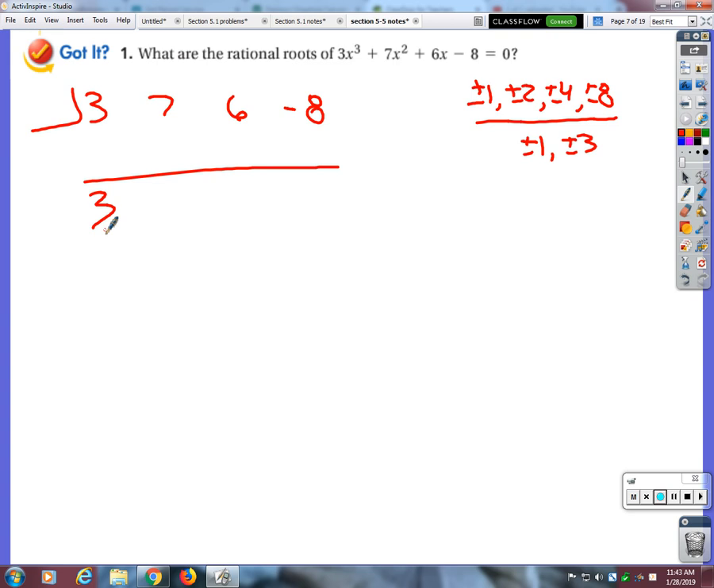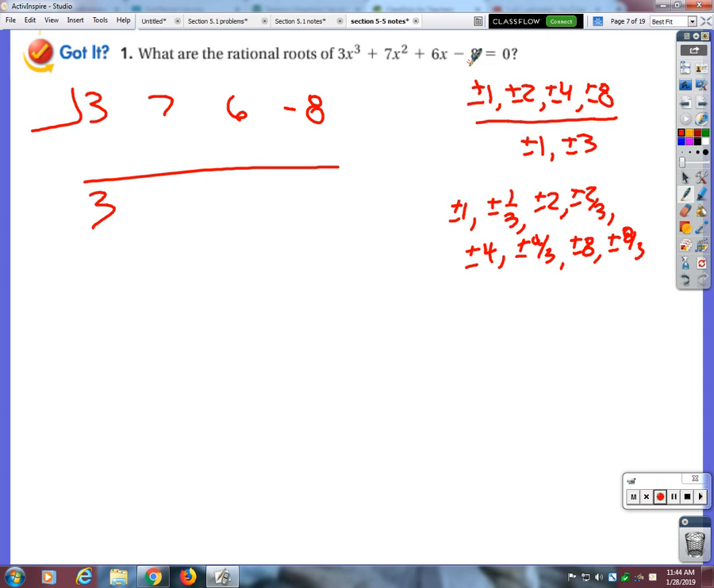Yes, this is an advanced math class. So what do you want to try first? 1? Yeah, if you wanted to list them all out. But this time there would be 8. Do you want to list them all out? Okay, it'd be plus or minus 1, plus or minus 1/3, plus or minus 2, plus or minus 2/3, plus or minus 4, plus or minus 4/3, and plus or minus 8, plus or minus 8/3. Okay?